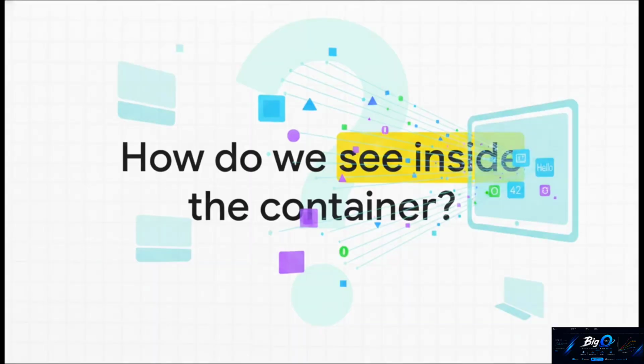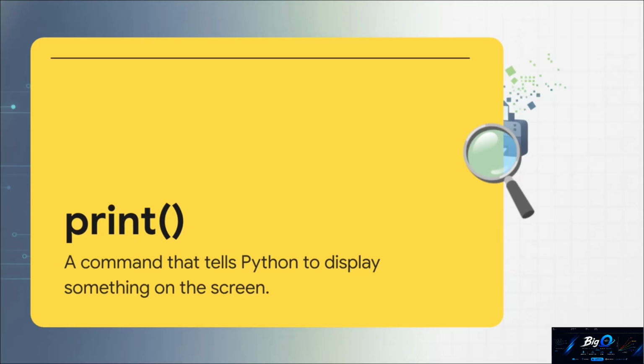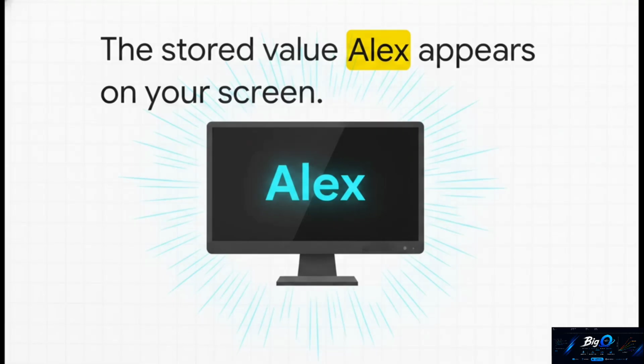Okay, but how do we actually peek inside our box to see what's in there? We use Python's print command. Just type print, followed by your variable in parentheses. This tells Python to grab whatever is stored in that container and show it to us. Boom! Almost instantly, the value Alex gets printed right there on your screen.